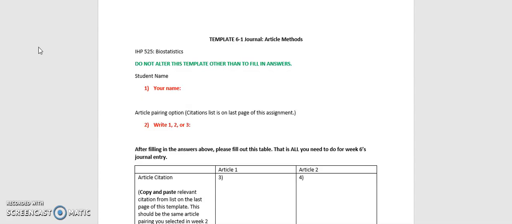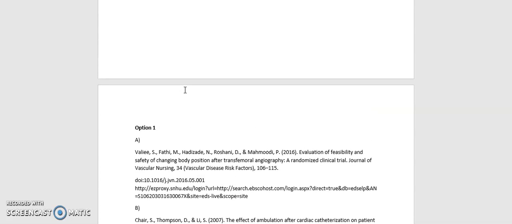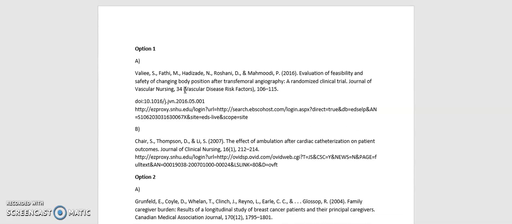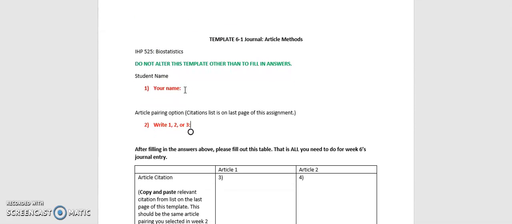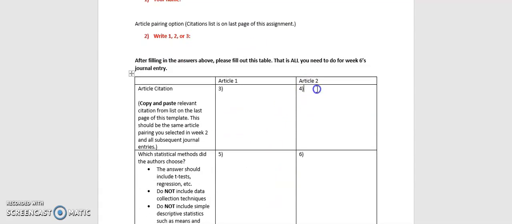The first thing you should write is your student name, of course, and then write your article pairing option. At the bottom of this document are all of the articles, the same ones you've picked for every other journal assignment, right? Don't pick a different pair, pick the same pair, and put 1, 2, or 3 right here. And then copy and paste the citation from Article 1 and copy and paste the citation for Article 2. Okay. And once you fill out this template, you don't need to do anything else in the module directions. You don't need to write paragraphs or anything like this.